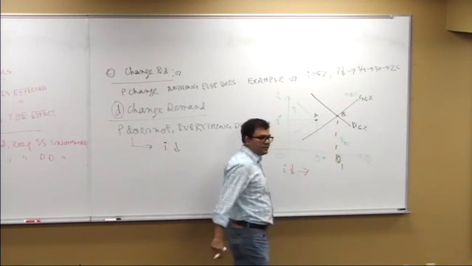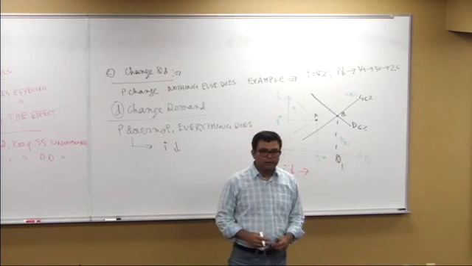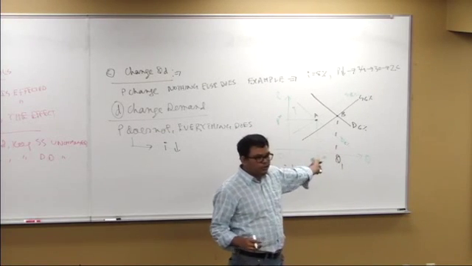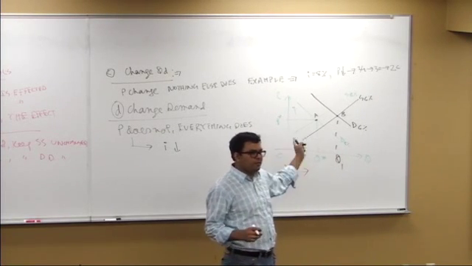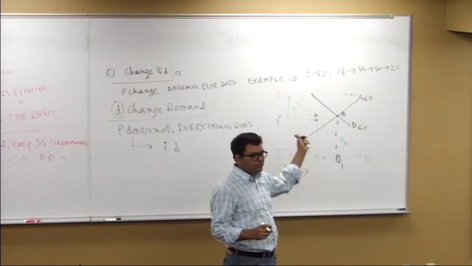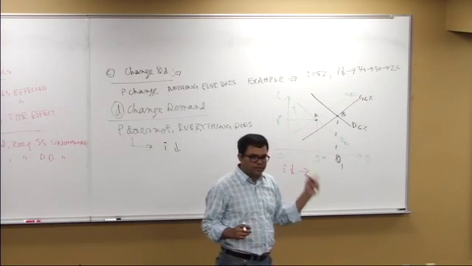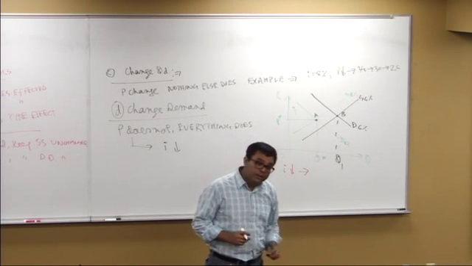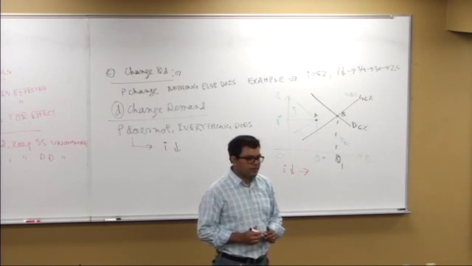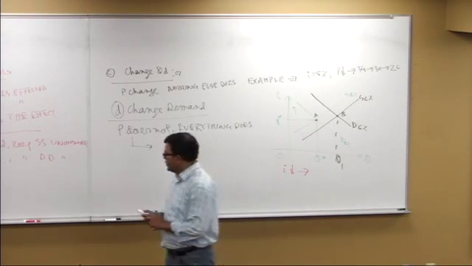The effect on price is ambiguous. Why? Because I can draw 3 different graphs. In one graph, price could actually go up. In another graph, price could actually go down. And in another case, price could actually remain unchanged. How do you make sure which one is the correct answer?